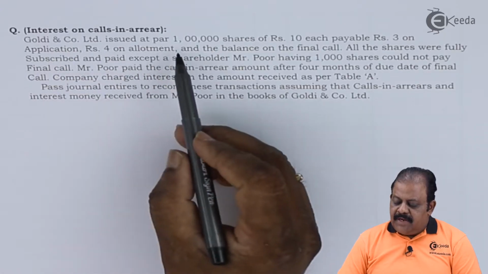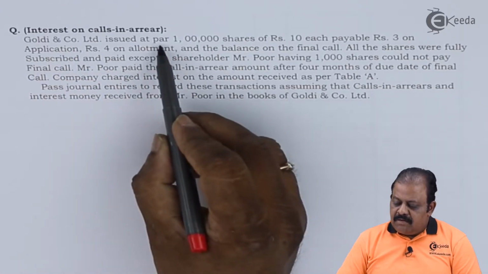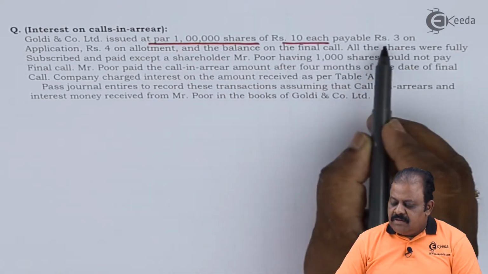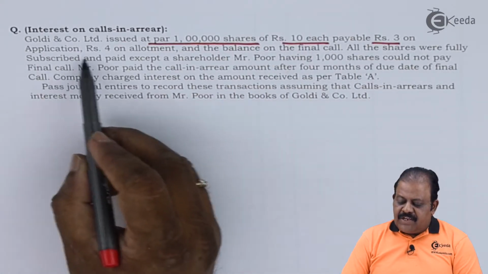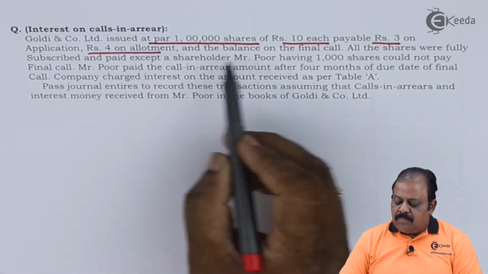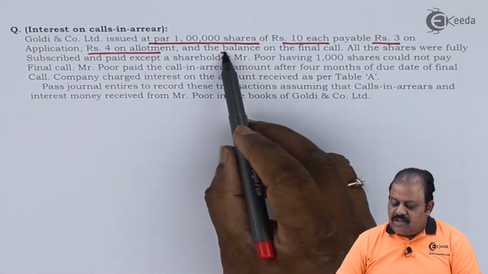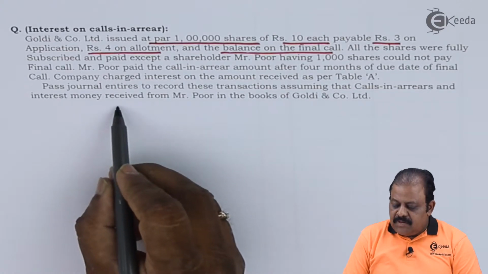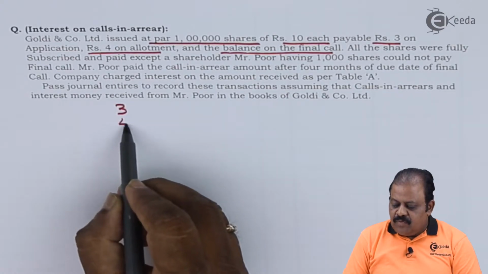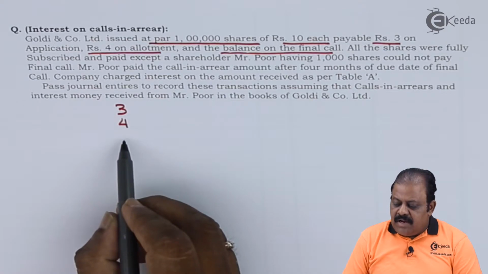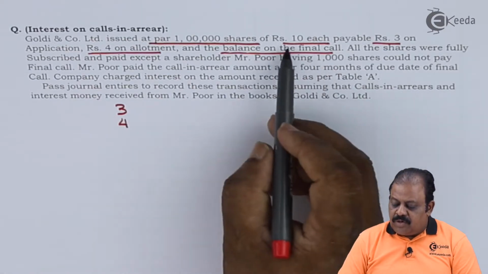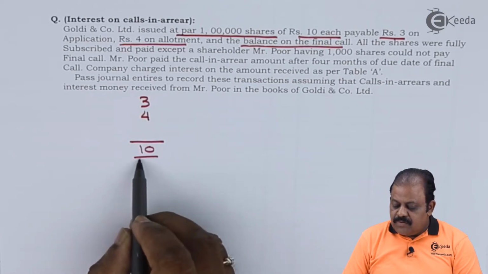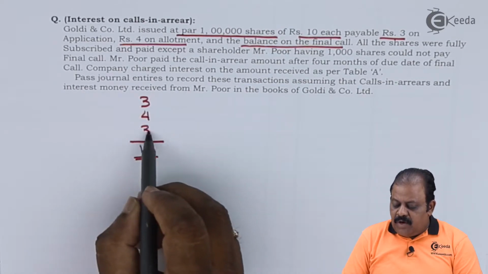Goldian Company Limited issued at par 1 lakh shares of 10 each, payable 3 on application, 4 on allotment, and balance on final call. Total amount to be received is 10, so the final call will be of 3 rupees.